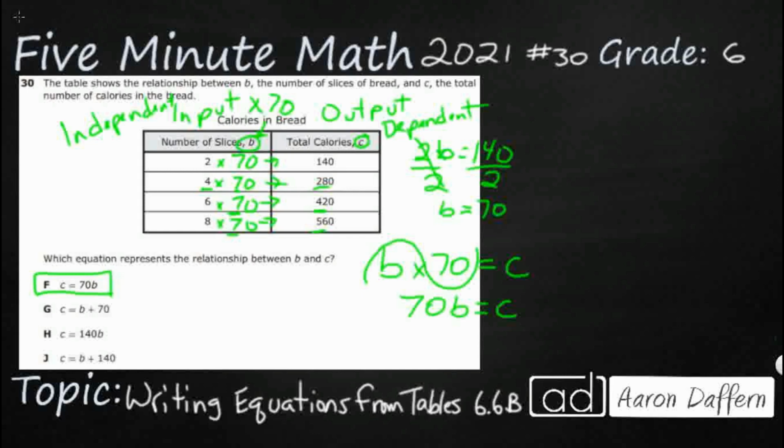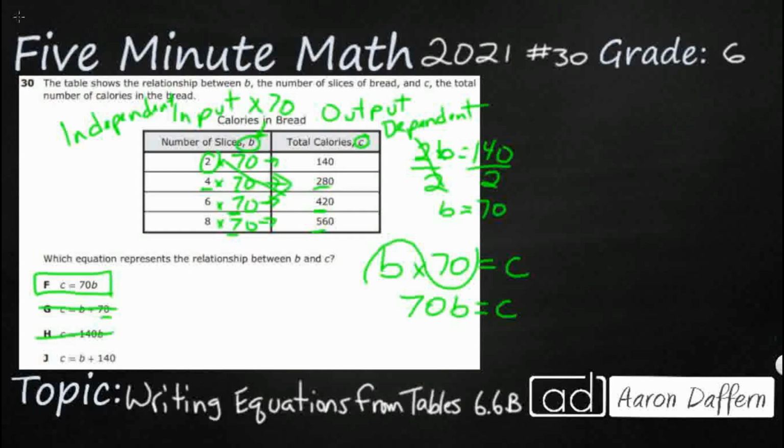Take a look at what G was wanting to do. They got the 70 correct, wrong operation. Obviously, 2 plus 70 is not going to get you 140. So you did all the work, you got the number, wrong operation. They said 140 times B. Now that's interesting, because 140 times this 2 is going to get you 280. So they just did the wrong one there.